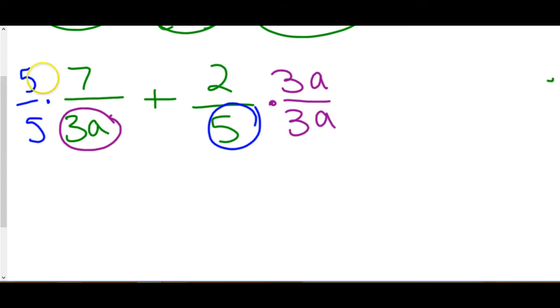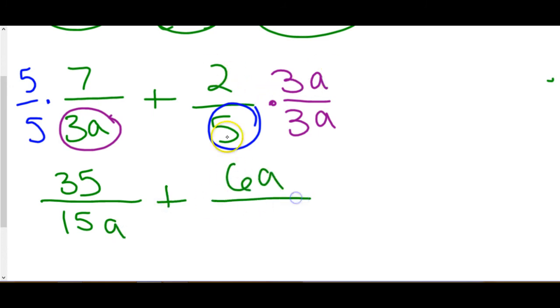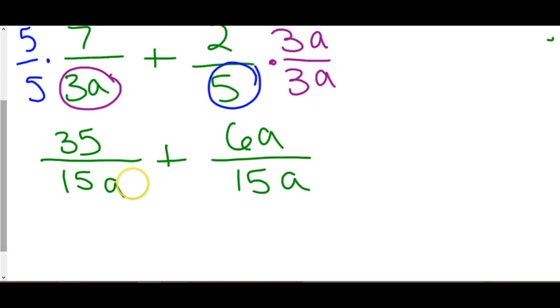So we do that multiplication now. 5 times 7 is 35. 5 times 3a is 15a. 2 times 3a is 6a. 5 times 3a is 15a. So now that our denominators match, they are both 15a, we can add our fractions.